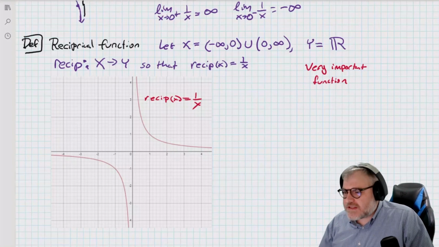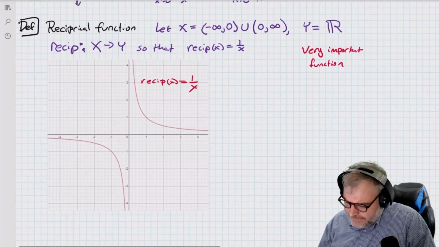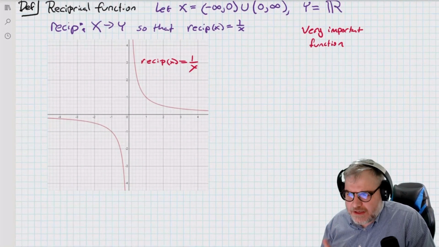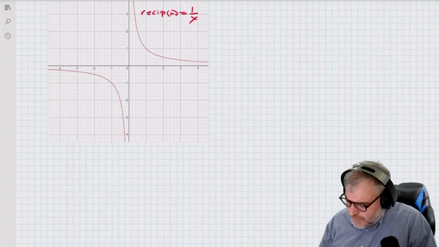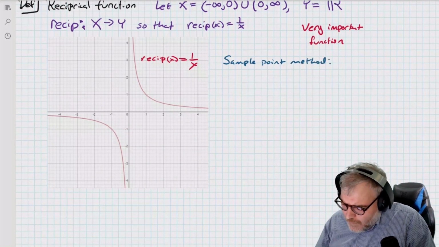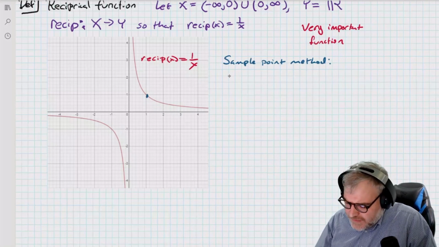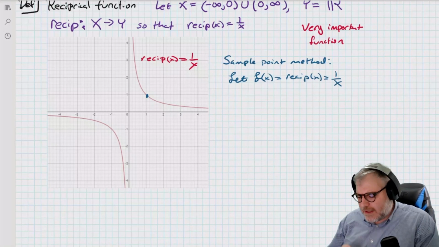And this brings us to this idea, right? So this is the sample point method. Note that this will not compute the limit at all times. But let's look at what the sample point method does. Okay, so what I'm going to do is I'm going to take 1 over x. I'm not going to write recip all the time. So I'm just going to say let f of x equal recip of x equal 1 over x. Because I don't feel like writing recip. It's too long. I'm just going to write f.